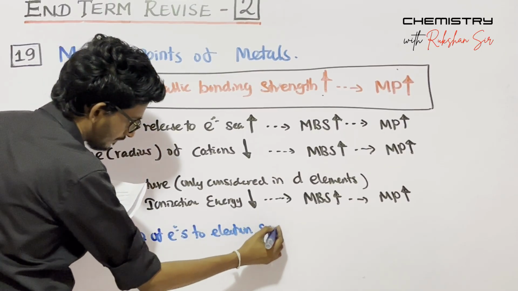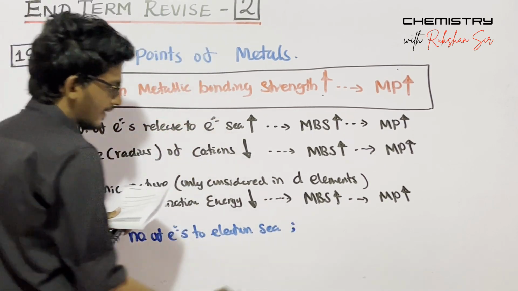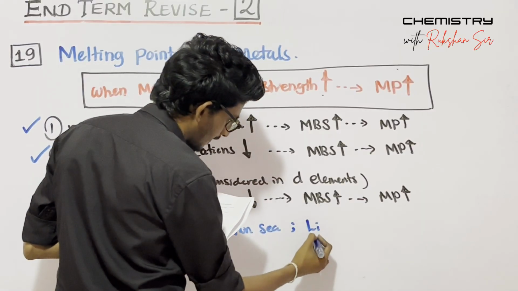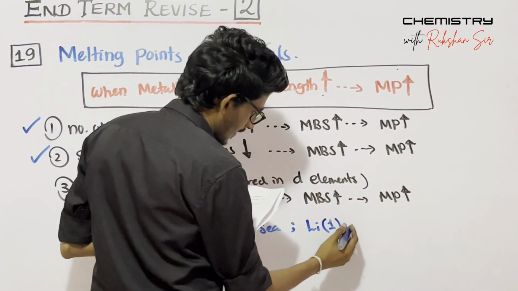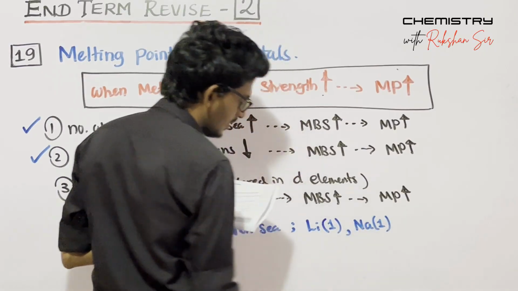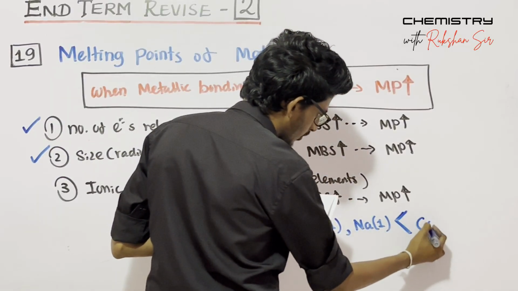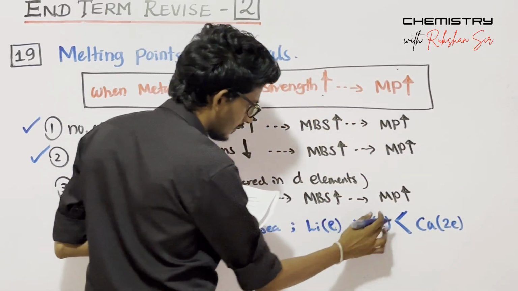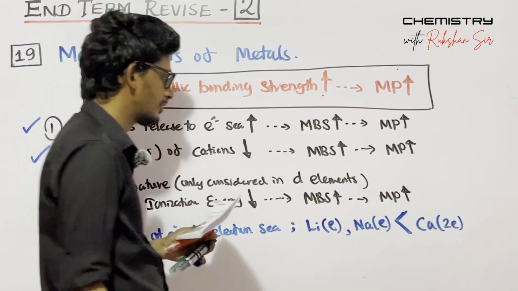Electron sea, right? So when it comes to that, lithium gives only one electron, and sodium is also giving only one electron, but calcium is providing two electrons to the electron sea, because calcium produces calcium 2+ ions, right?